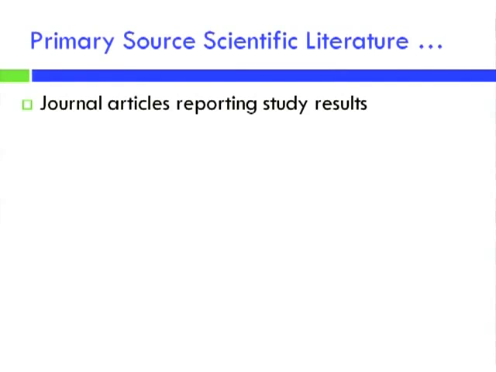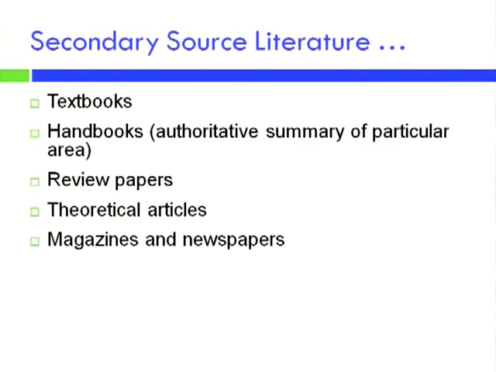Secondary source literature: things like textbooks, handbooks, review papers, theoretical articles, magazines and newspapers. All of these things are secondary source, and you're not allowed to use them. Here is the only exception. If you are going into a topic that you know very little about, you're just interested, it would be a good idea just to read a little bit of background. You're not going to cite it on your poster or necessarily even cite it in the literature review that you're doing in the next couple of weeks.